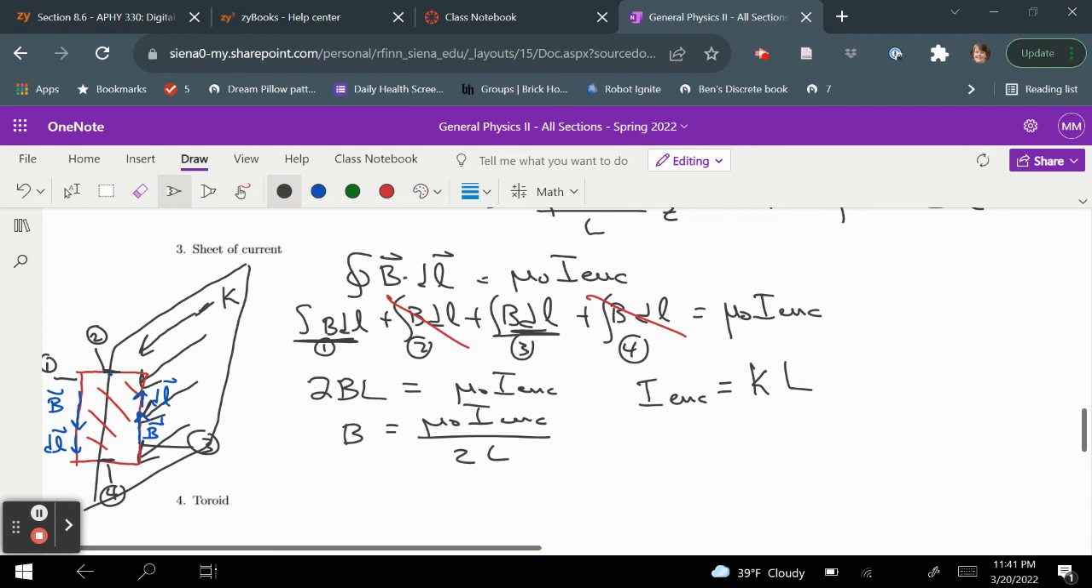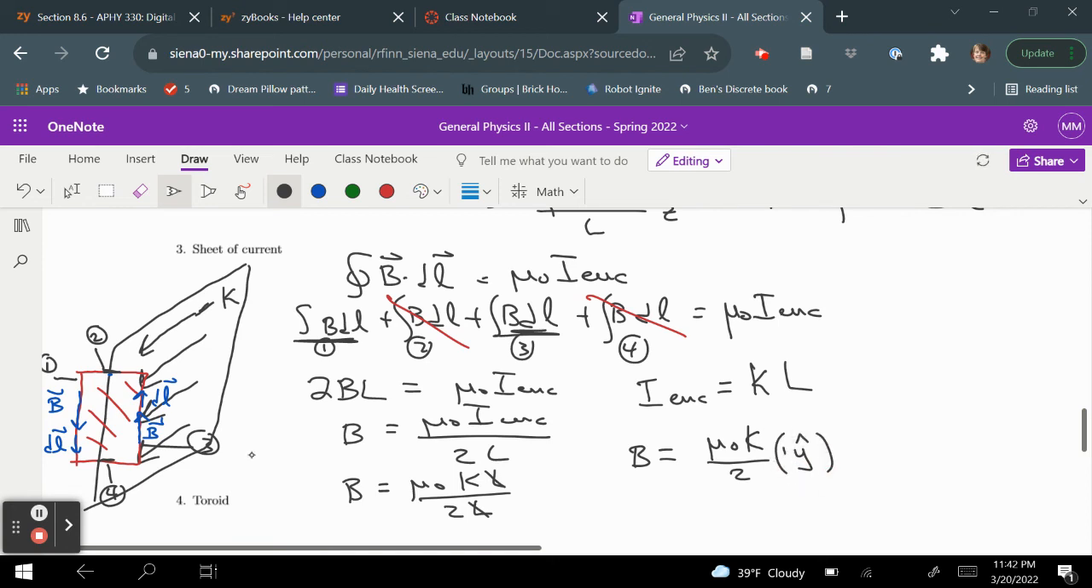So that's my current density for my sheet. And I know that I is k times L. So I'm going to say B is equal to mu naught I enclosed over 2L, which is k times L over 2L. So then B is equal to mu naught k over 2. And so my L's cancel here. And this is going to be in the y hat direction. And I'm going to call this y hat like that.